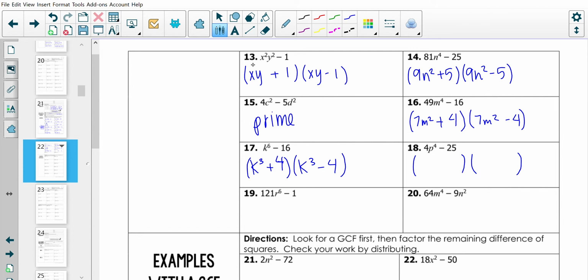Square root of 4 is 2. Your p exponent would be 2. Square root of 25 is 5. Plus 5, minus 5.